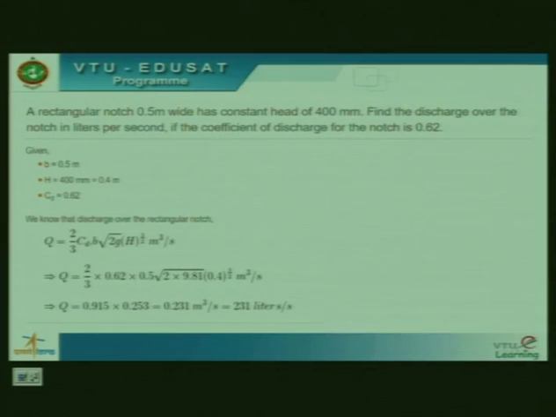Okay. Now, let us start with a simple example on this rectangular notch. Now, Q is equal to 2/3 CD root 2G L H raised to 3/2. This is the equation we derived for a notch without end contractions. Based on that, let us solve a simple problem. Let us read the problem. A rectangular notch 0.5 meter wide has constant head of 400 mm. Find the discharge over the notch in liters per second if the coefficient of discharge for the notch is 0.62.